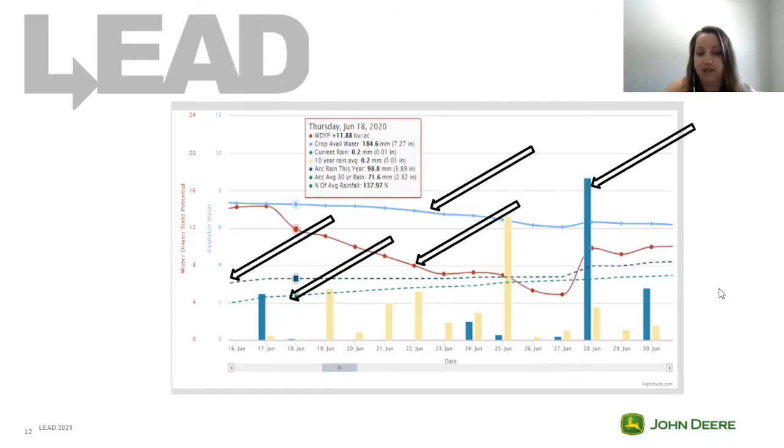The blue bar is our 24-hour rain, and the yellow bar is our 10-year rain average. So all of these sensors will react daily to what has happened in the field and the information being relayed from the gateway.